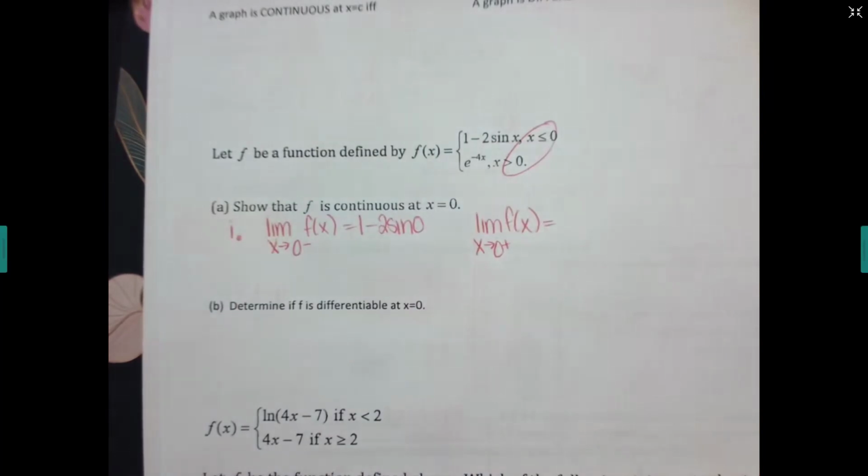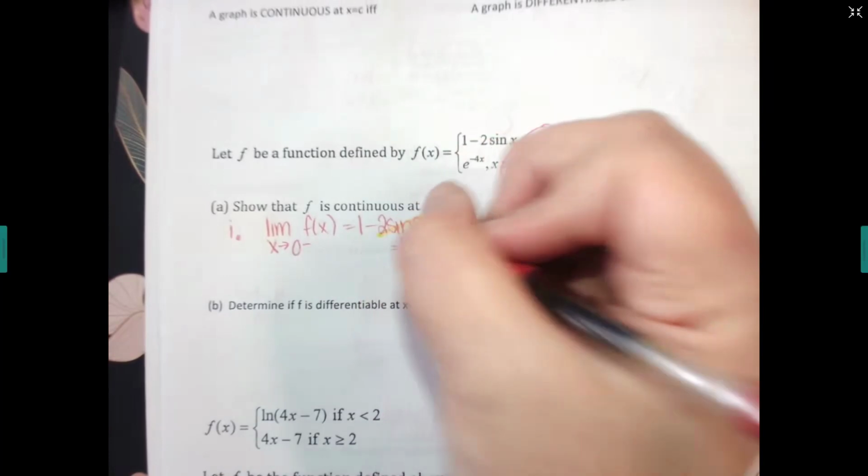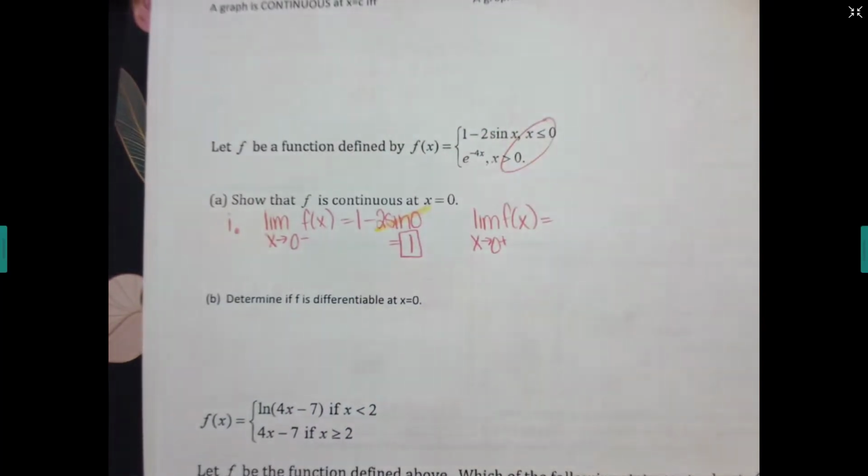But then what's the sine of 0? 0, which means really it's just 1. So my left side limit is 1. Now let's try our right side limit. If I want 0 from the right, I need numbers that are greater than 0. So I'm plugging into this bottom piece.